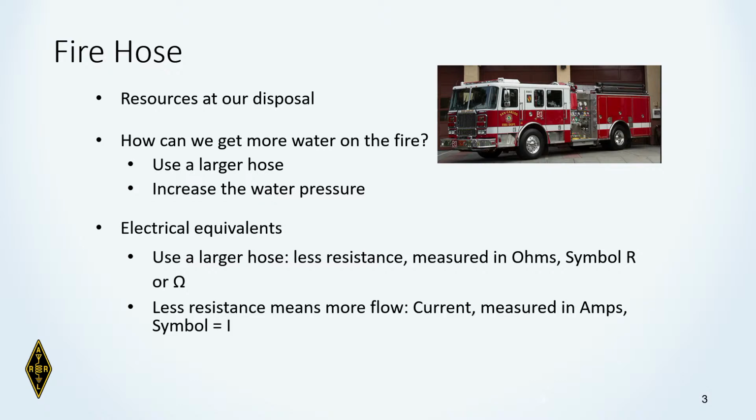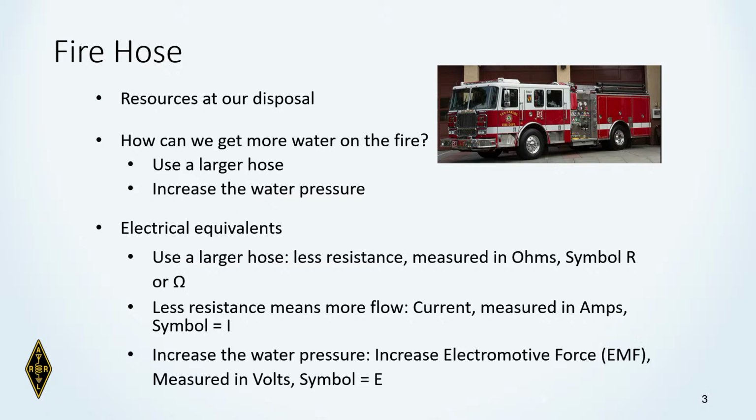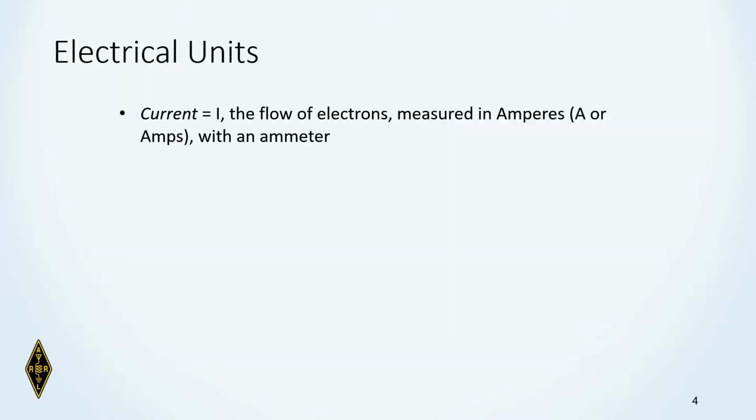So less resistance means more flow. Now the flow of electricity is current, measured in amps. The symbol is I. So increase the water pressure. The parallel is increase the electromotive force, or EMF, measured in volts. The symbol is E. So this is just stated with a little bit of expansion here.